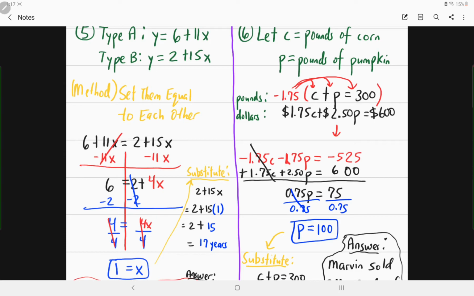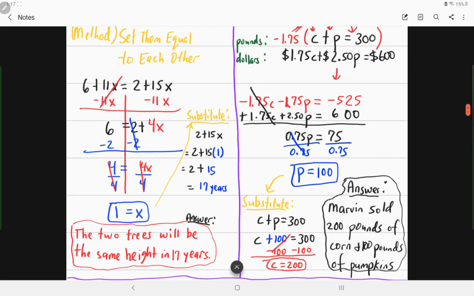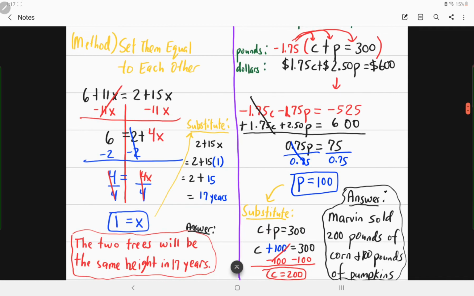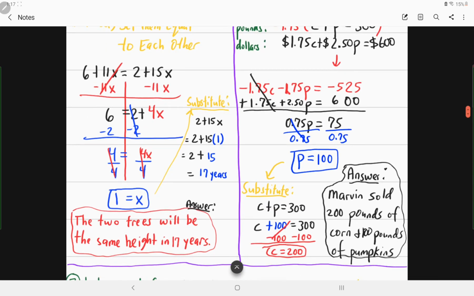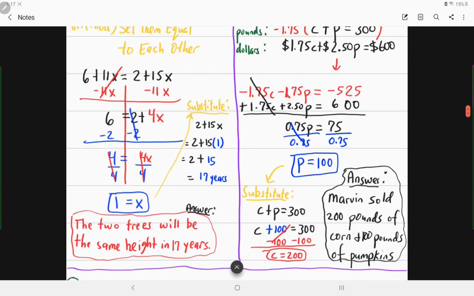So if you look at what I did here, I multiplied by negative 1.75 since, scroll down a little bit, that would eliminate, I'll get rid of my C. So in solving for P, I'm going to see P is equal to 100. That means I have 100 pounds of pumpkins. And then last step, substitute to figure out how many pounds of corn. Again, you can use the top or bottom equation. I chose the top, the C plus P equals 300. When I got my answer, I got 200 pounds of corn.